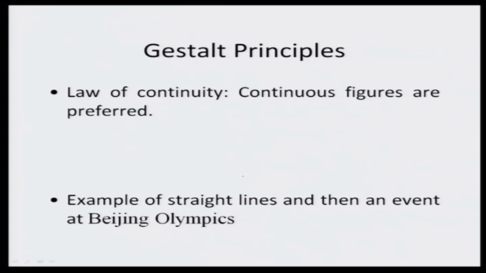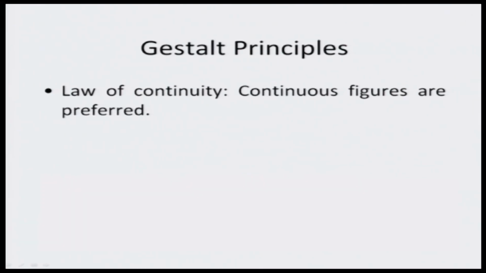We come to the next law, that is the law of continuity. The law of continuity basically says that continuous figures are always preferred. Till now we were repeatedly taking examples of circles. Now, let us take the example of straight lines, and then we will look at one of the events from the Beijing Olympics to understand the law of continuity. The law of continuity says that continuous figures are preferred by us.